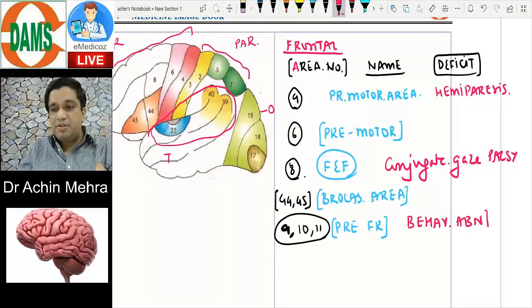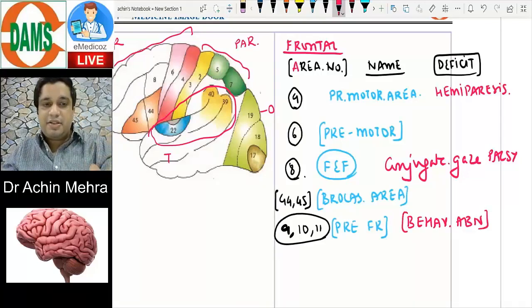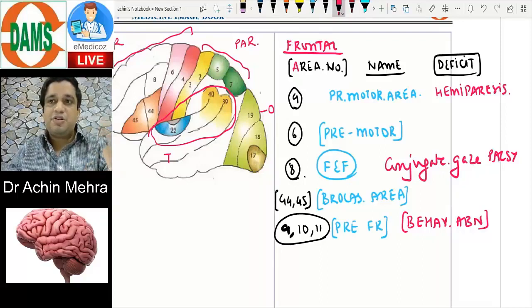So I am showing this image and connecting the dots because in most of the MCQs you might find an image being marked, like area number 44, 45, they will put a cross over there and then ask you what could be the neurological deficit in the patient, right?